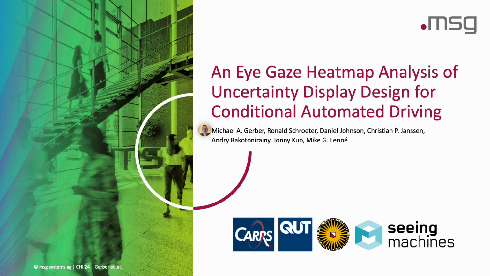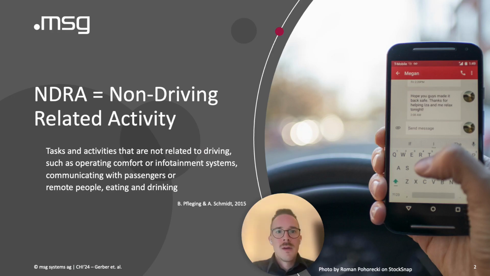In this paper, an eye-gaze heatmap analysis of uncertainty head-up display designs for conditional automated driving, we evaluate HUD design interventions that keep fallback-ready drivers in the loop while engaged in non-driving related activities to improve safety and usability. In this presentation, I will use the acronym NDRA for the non-driving related activity, a task fallback-ready drivers might engage in when the automation is active.